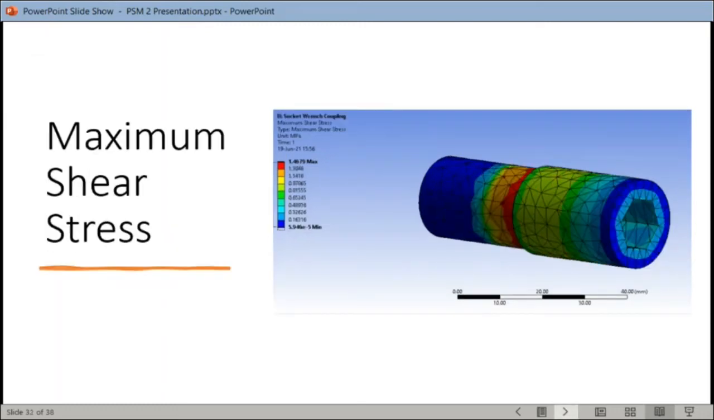Maximum shear stress. As the force applied to the socket is torque, it experiences shear stress. So, the maximum shear stress happens at the middle part of the socket, which is 1.4679 megapascal. This is because the middle part is the critical part that experiences shear force the most, as both ends of the socket are rotated in different directions. Then the minimum shear stress occurs at both ends of the socket, which is only 0.16 megapascal.